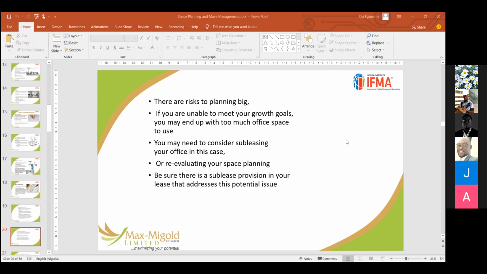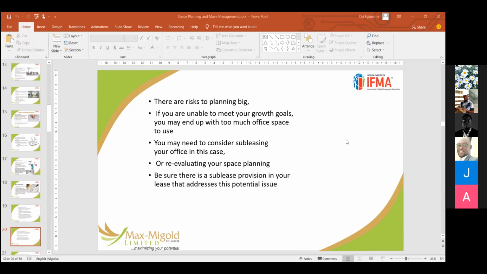There are risks to over planning. If you are unable to meet your growth goals, you may end up having too much office space to be used. That's why you need to be doing the exercise very often, so that you know how the growth pattern in the offices works. You may need to consider subleasing your office space when you discover that the office, instead of growing, is shrinking, and you have so much space.